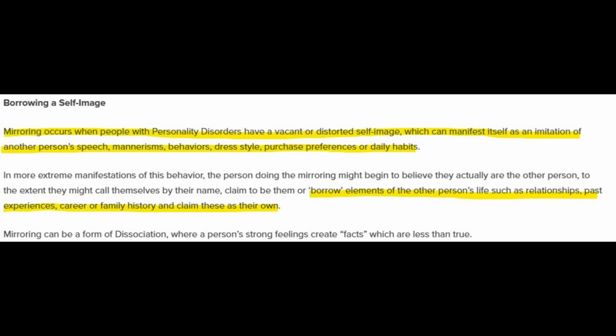Beyond not knowing how to emotionally regulate herself, she also had a really big habit of mirroring. So I did look up why people mirror just to get a greater understanding, and this blurb that I found, which I will have the source cited below, says, mirroring occurs when people with personality disorders have a vacant or distorted self-image, which can manifest itself as an imitation of another person's speech, mannerisms, behaviors, dress styles, purchase preferences, or daily habits. Basically saying that people can borrow elements of the other person's life, such as relationships, past experiences, career, or family history, and claim these as their own.